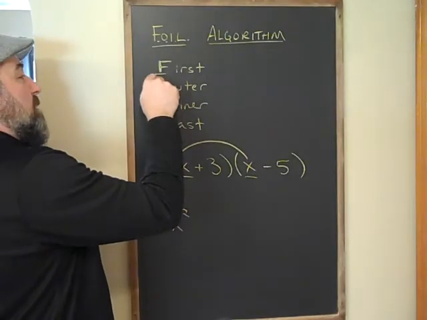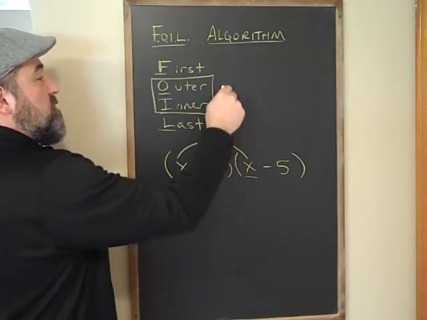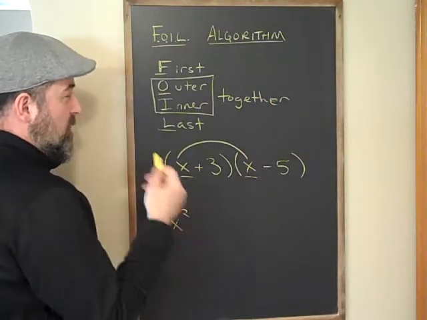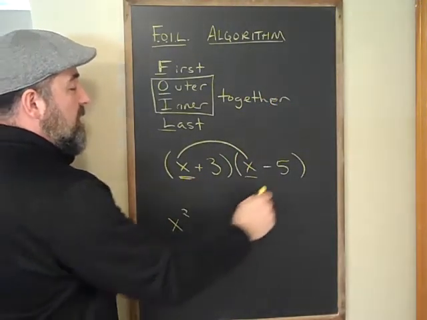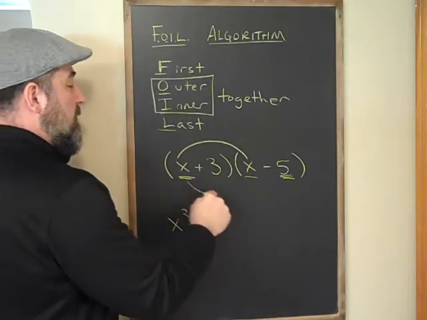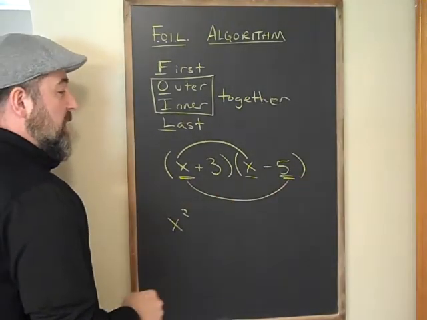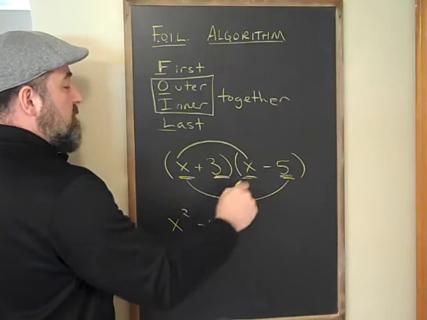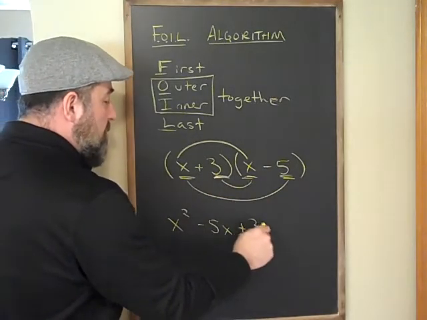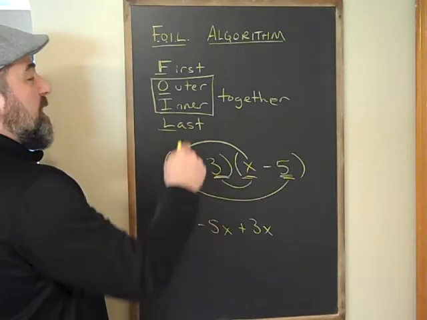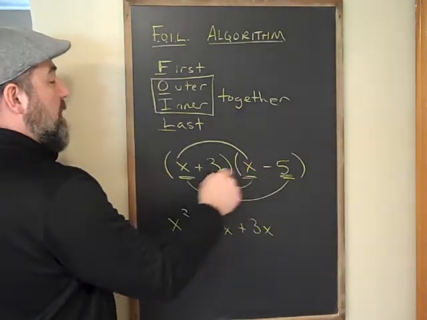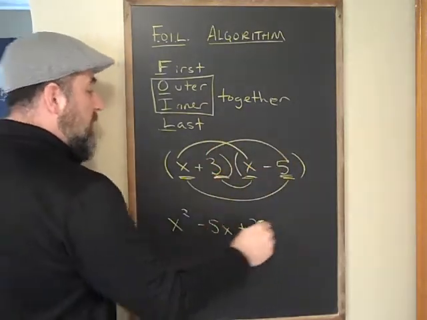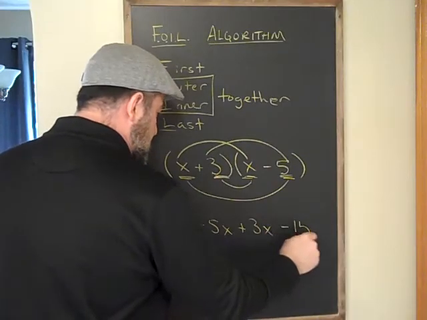The FOIL algorithm, I recommend you do these two together. You do the outer and inner products together. So what do I mean by outers? We're going to take these outer terms and multiply them. When we multiply that x by that negative 5, we're going to get negative 5x. In our inner terms, these being the two inner terms, we'll get that product to be plus 3x. And then we multiply the last term in each by the last term in the other. Positive 3 times negative 5 is negative 15.